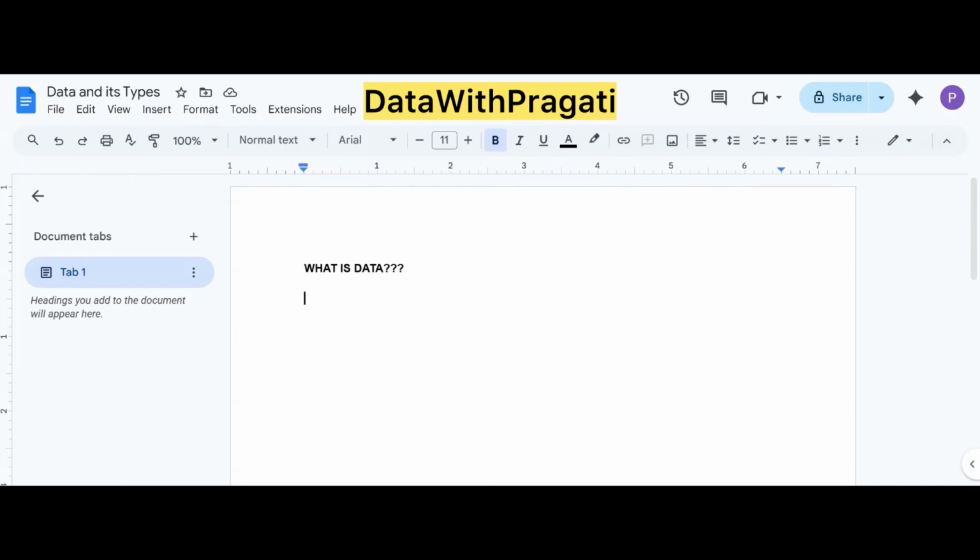Every app you use, Swiggy, Instagram, Netflix, runs on one thing, data. But what exactly is data and why should you care? Let's break it down in the simplest way possible.